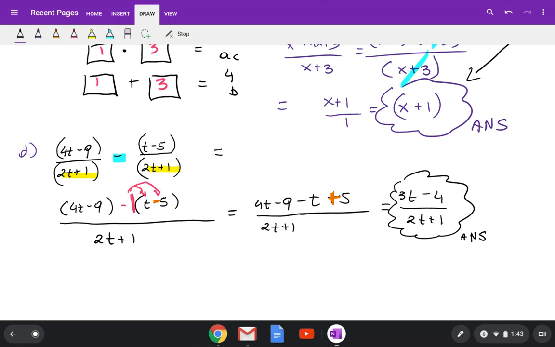Now, next what I'm going to do, I'm going to give you the steps of adding and subtracting rational expressions with different denominators. So those type of examples, they require much more work.